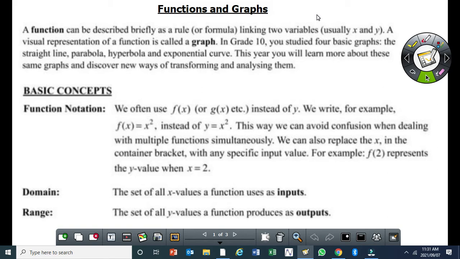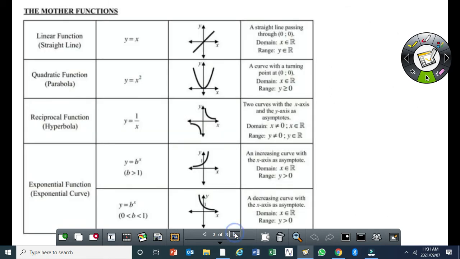The domain, you know that is the set of all the x values. The range is the set of all the y values. So you know that, right? I cannot treat you like you are in grade 10. You haven't done functions. You did functions last year. Right? Okay, this is just a background of some of the concepts that you are expected to know before you start grade 11 functions. So you did the linear, like that.